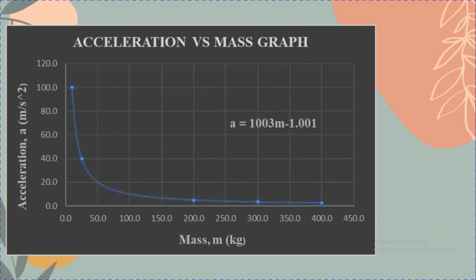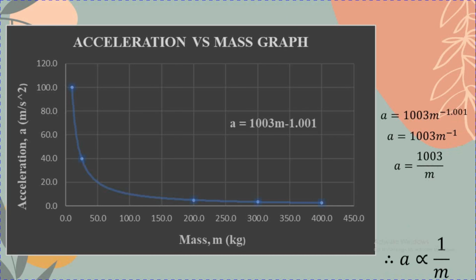Alright, now we move on to the second graph, which is the acceleration vs mass graph, where force is kept constant. The shape of the graph itself shows that the relationship between variables is inversely proportional. The equation obtained from the graph is a equal to 1003 over m. This shows that the relationship between acceleration and mass is inversely proportional. In other words, the acceleration increases whenever the mass is decreased, and the other way around.